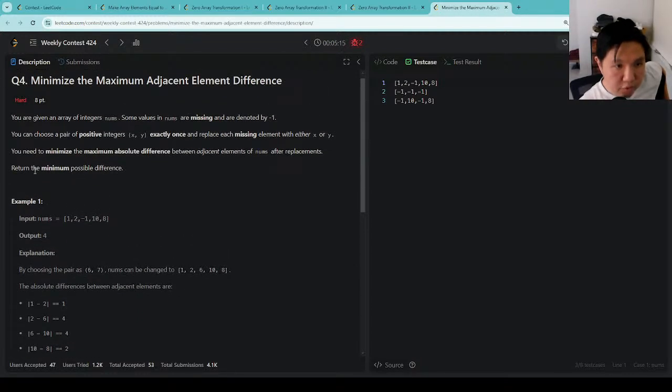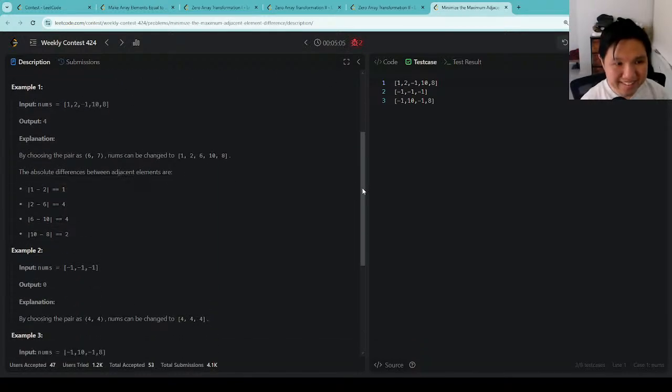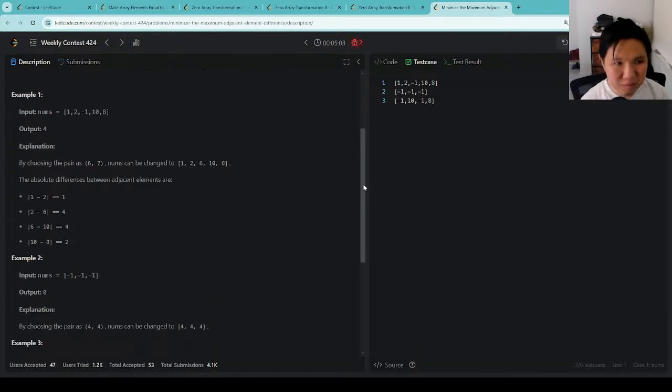And want to return the minimum possible difference. Let me think about this for a while. I think I've pretty much given up on question 3 at this point. But let me think about this for a while. Let me see if there's something interesting here.